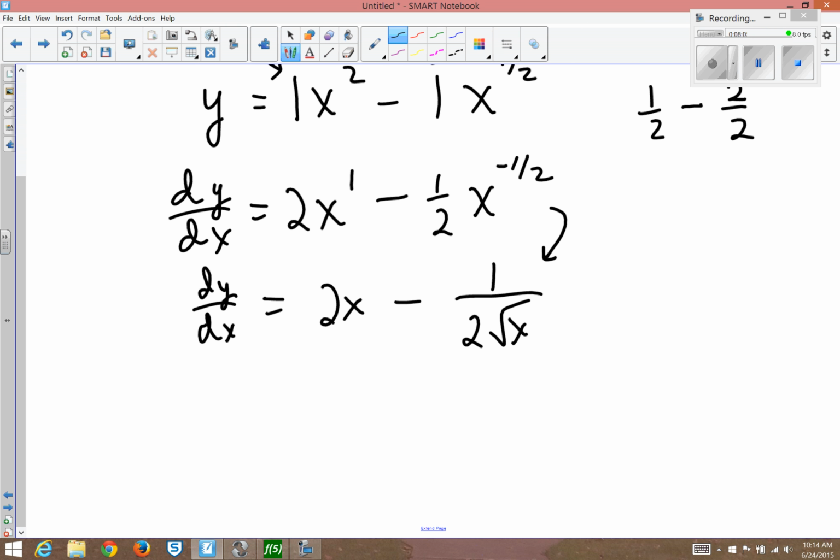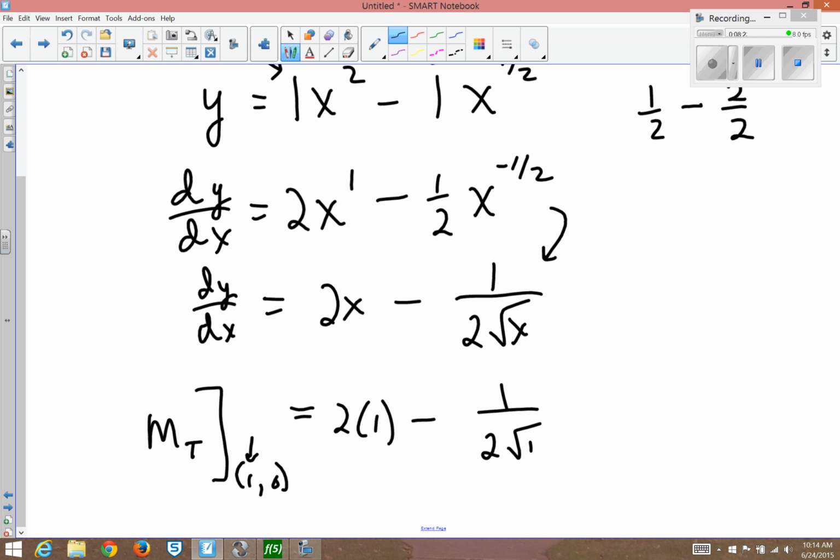The derivative is the slope of the tangent line. In the question it says find the tangent line at the point 1, 0. We find the slope of the tangent line by putting this number in place of x. Everywhere there's an x, I put a 1 because we want the tangent line at the point where x is 1. That's equal to 2 minus 1/2, which is 1.5, or 3/2.